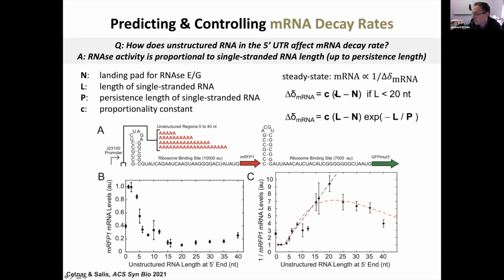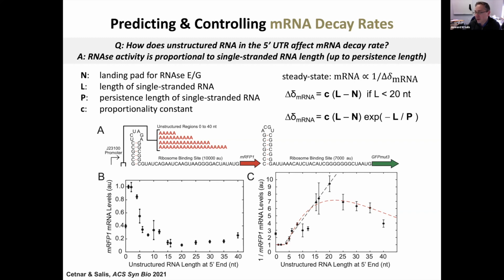And that's what we have for a simple equation up here, a linear relationship between length and decay rate with a footprint of 2 nucleotides. So you need at least 2 nucleotides for the RNase E to bind and cut. But then we found that after 20 nucleotide length, we see an attenuation effect, okay? And we wondered, well, why? Why do you get a lower degradation rate as the length of single-stranded RNA goes above 20?